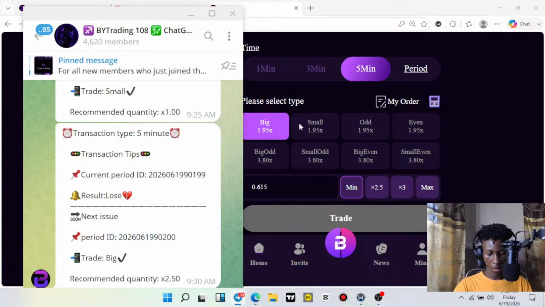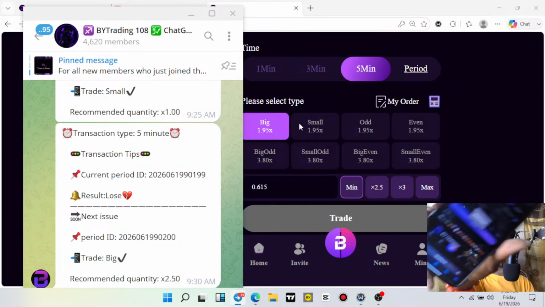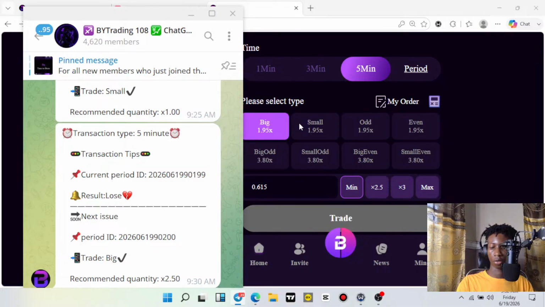This is the period ID. So big and 0.615, and I click on the trade and click on confirm. I've successfully joined the trade. So let's wait for the outcome.